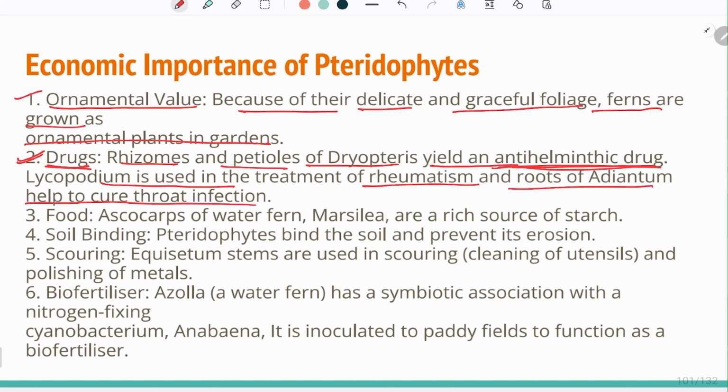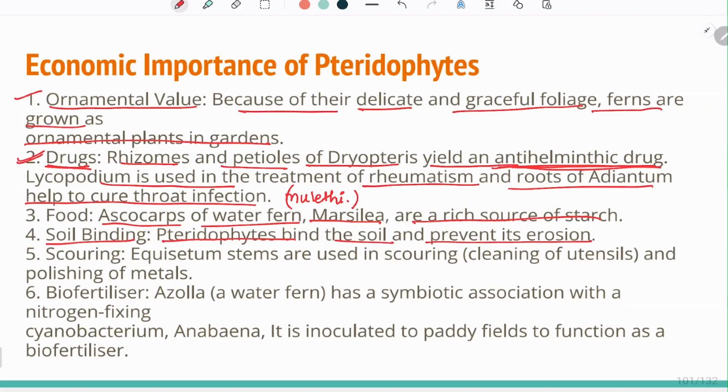Throat infection, we have seen that mulethi, which is used, is actually a rhizome, which is used in cases of sore throat. So, some drugs are also obtained from pteridophytes. Food: sporocarps of the water fern Marsilea are a rich source of starch, so they can also be used as food. Soil binding: pteridophytes bind the soil and prevent its erosion.